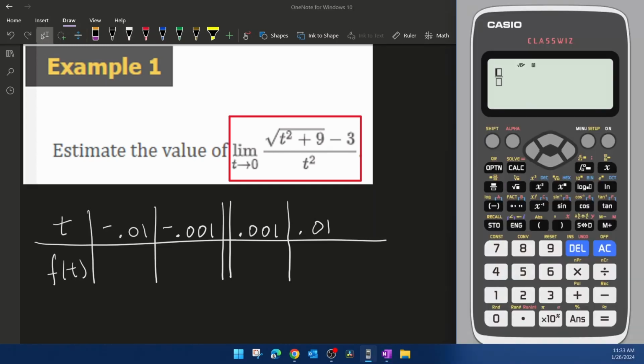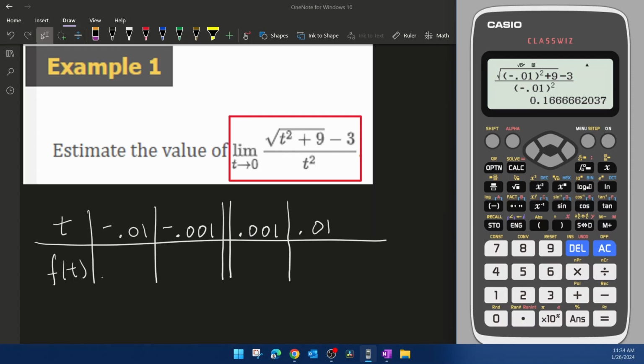All right, here we go. With our Casio, plugging in the square root of, negative numbers need to go in parentheses. So we have negative 0.01 squared plus 9, move out from under the square root, minus 3. And then in the denominator, negative numbers need to go in parentheses and that is also squared. We get a y value of 1.6, almost repeating.